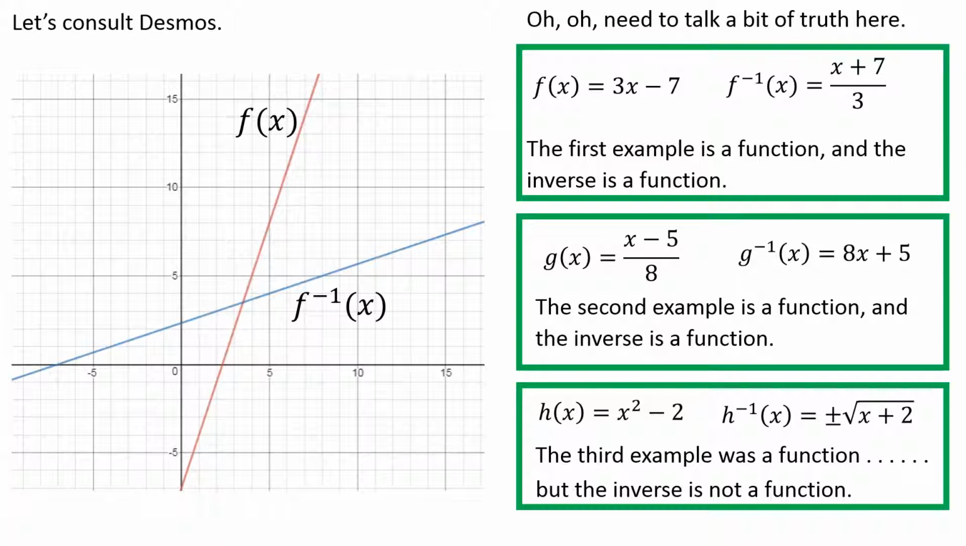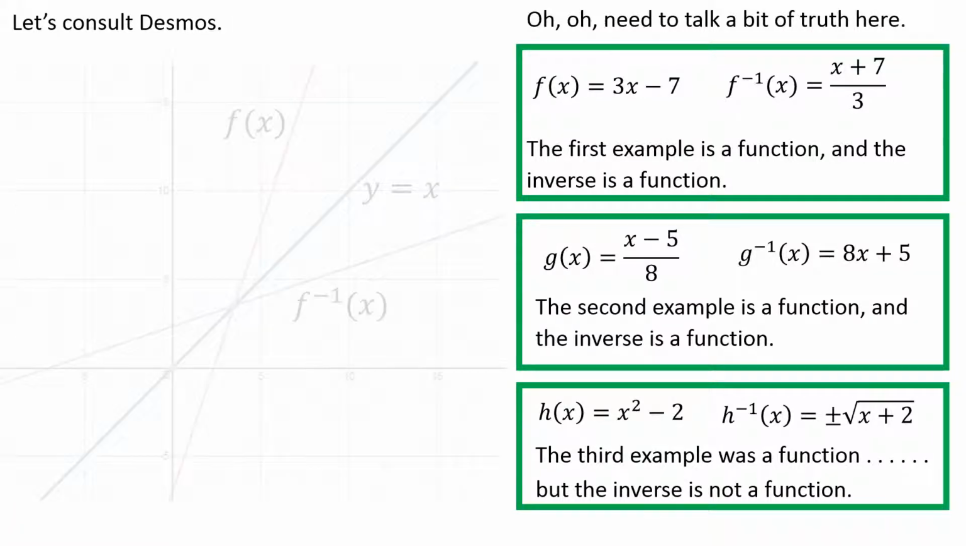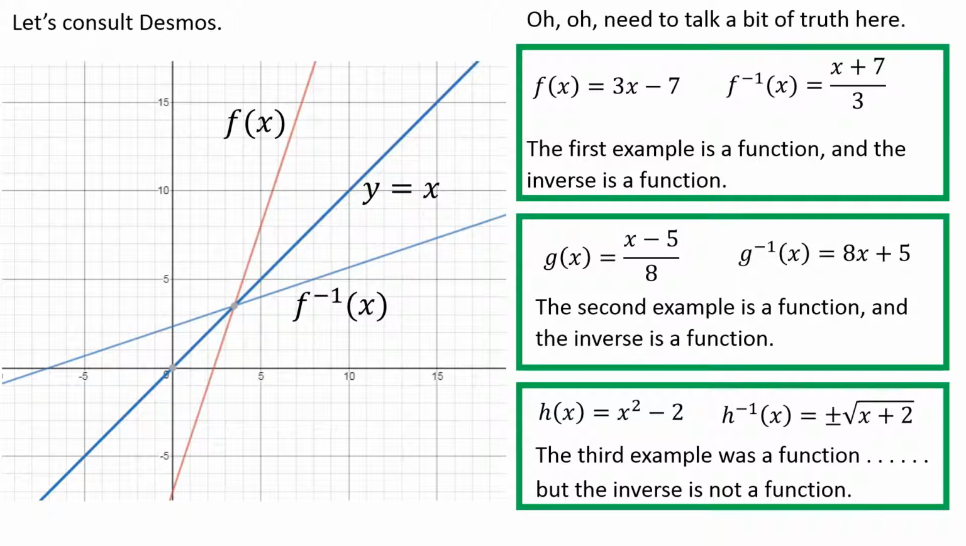Before we look at g of x, I want to add one thing to this picture, though. Look at the line y equals x. F of x and f inverse of x are mirror images of each other, with y equals x being the line of symmetry, or the line of reflection. And notice that where f of x and f inverse of x intersect is on the line y equals x.